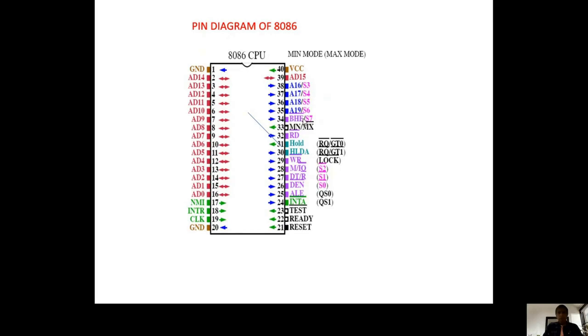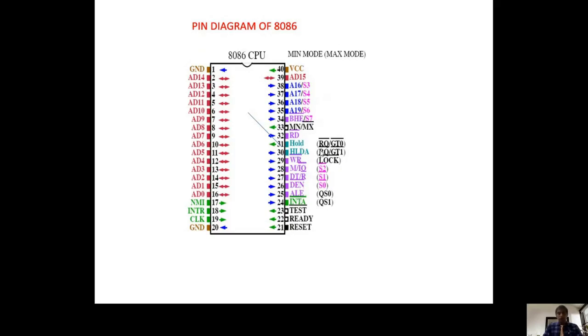8086 operates in two modes, minimum mode and maximum mode. If it is minimum mode, see here pins 24 to 31: INTA bar, ALE, DEN bar, DT/R bar, M/IO bar, WR bar, HLDA and HOLD come into picture. If it is maximum mode, we have these 8, namely QS1, QS0, S0, S1, S2, LOCK bar, RQ/GT1 bar and so on. These 8 come if it is maximum mode. If it is minimum mode, these other 8 pins come.